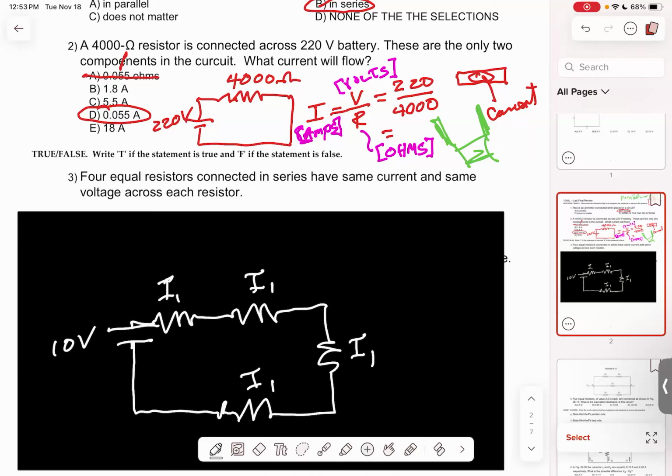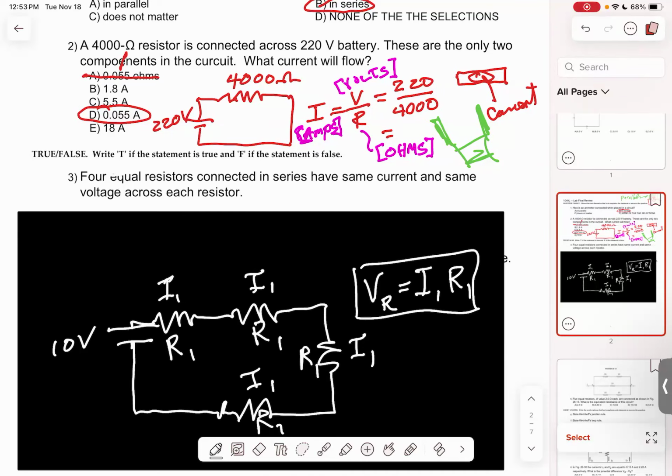Well, across each resistor, if these are the only components in the circuit, they would all have to be the same because, let's see, the resistance were all the same as well, so we have equal resistors and same current, so therefore the voltage drop across each one of them, VR, have to all be equal. So that would be a true statement.